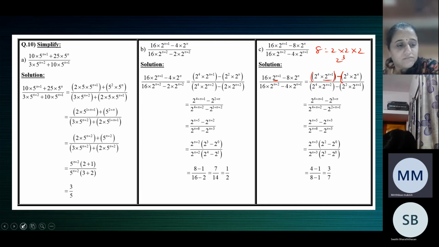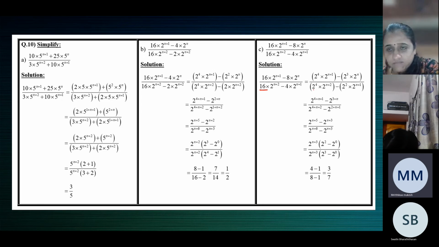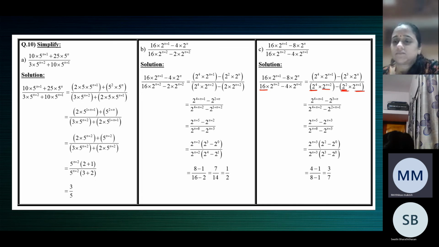2 power 3 into 2 power n, ma'am, close bracket, and by 16, which is converted as 2 power 4, ma'am, because 2 into 2 into 2 into 2 is 16, and it is into 2 power n plus 2, ma'am, close bracket, minus 2 power 2 into 2 power n plus 1. 4 is taken as 2 power 2, ma'am, because 2 2s are 4.